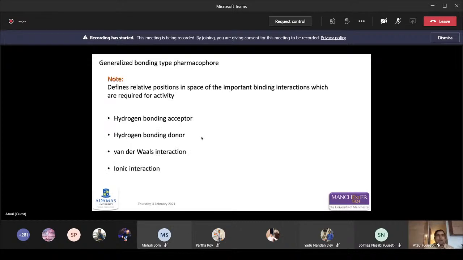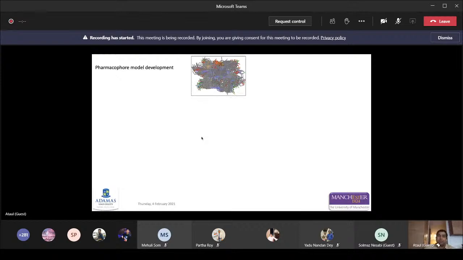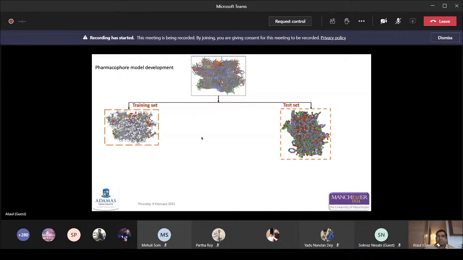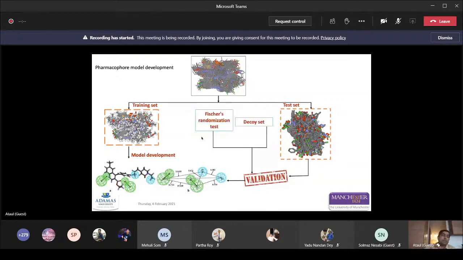Okay. Now, how do we develop the pharmacophore model? We consider a set of small molecules and divide them into a training set and a test set. The training set is used for generation of the pharmacophore model, and the test set is used for validation of the model. Once we have the model from the training set, we can validate it through the test set and other parameters like the feature randomization test, decoy set, and maybe more. Then we approve this pharmacophore model, and we can use it to design new molecules or screen a database.